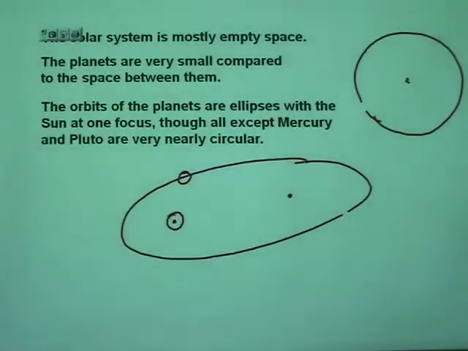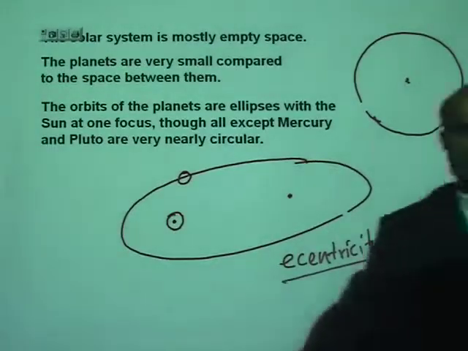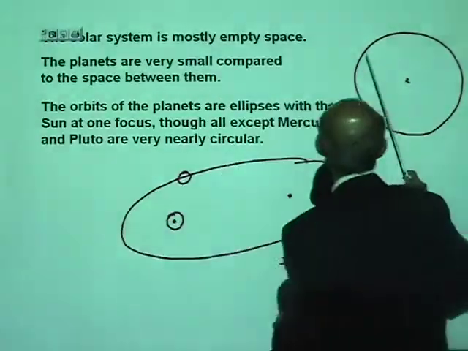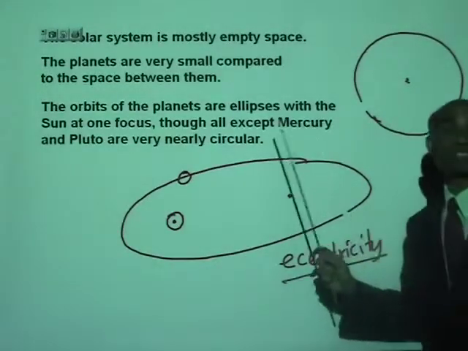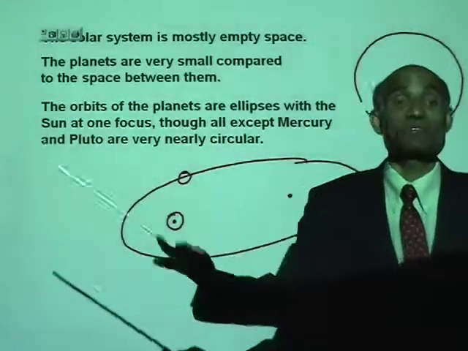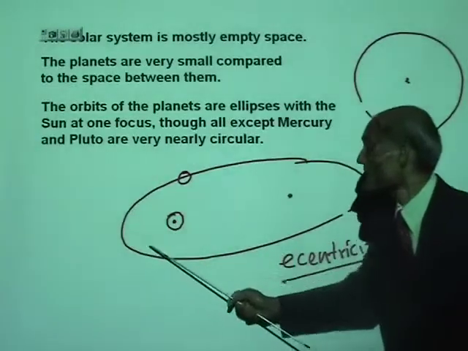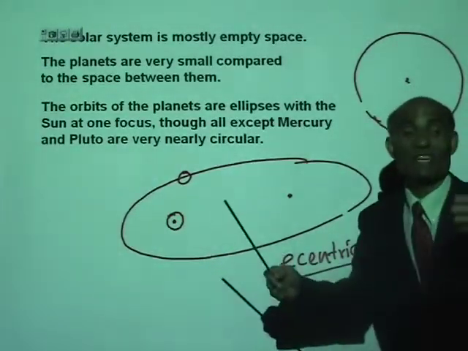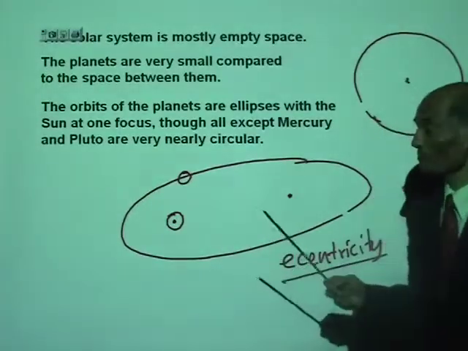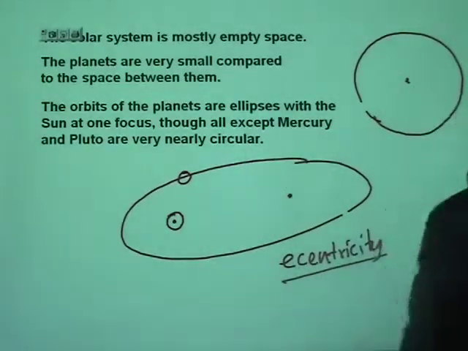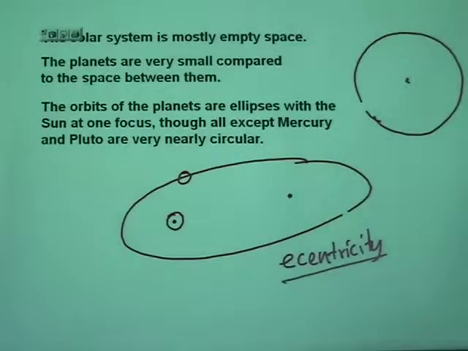The characteristic of an ellipse is described by its eccentricity. Now, what does eccentricity mean? If the orbit is a circle, the eccentricity is 0. It is not eccentric. But as the orbit gets flatter and flatter, the eccentricity increases. We will be talking about these as we go on. Okay, let's continue now.